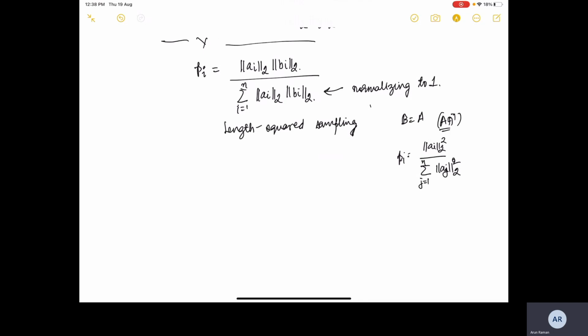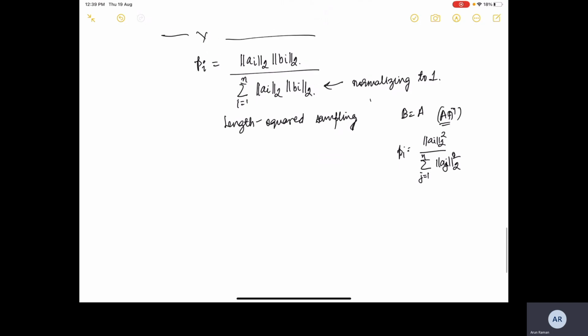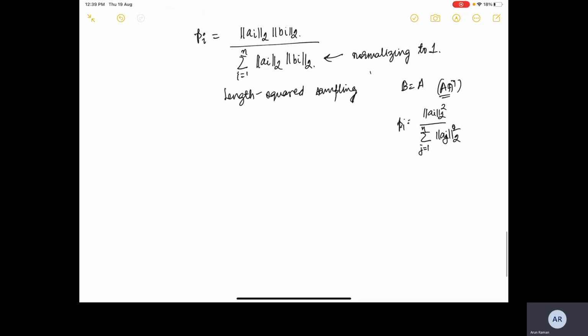Okay, so that is where the term length squared sampling came from. The last step is that, using intuition, we have defined these sampling probabilities, and now we need to give the performance guarantees. It turns out that these sampling probabilities are very good. I mean, they work. The first performance guarantee that we are giving is the following.